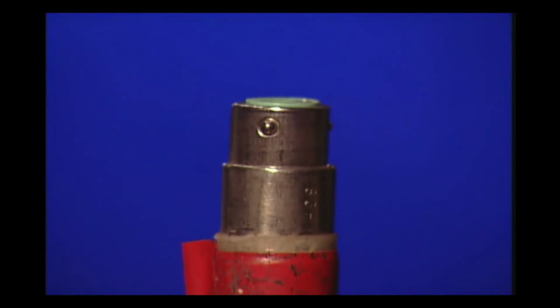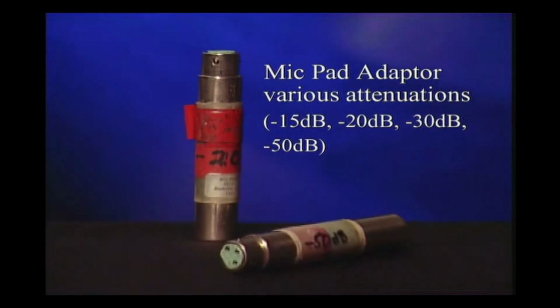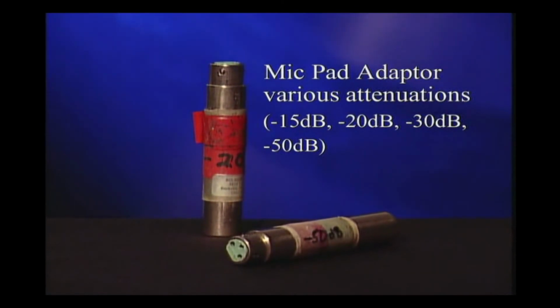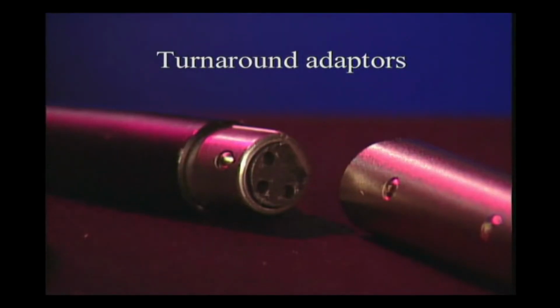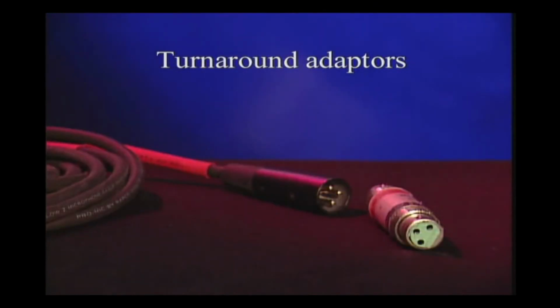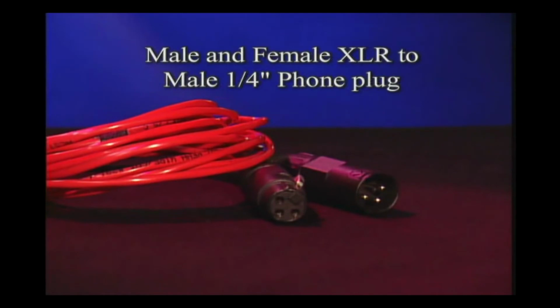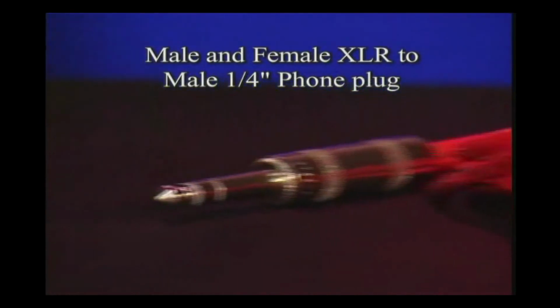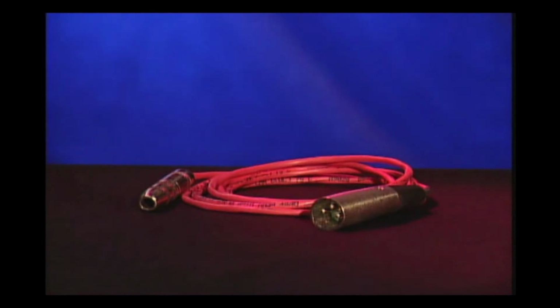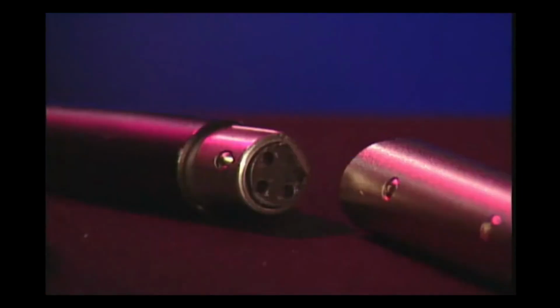If you don't have a pad switch on your mixer, this mic pad adapter could come in handy. They're manufactured in a variety of attenuations. These adapters are called turnaround adapters. They're pre-wired to provide a simple turnaround when snake channels are wired in the opposite direction than what you may need. This is a common problem with crossover outputs and other signals headed back to the stage. This is a male and female XLR to male 1/4-inch plug, and this is the opposite, an XLR to female 1/4-inch phone jack. These adapters should be in every sound engineer's toolkit.